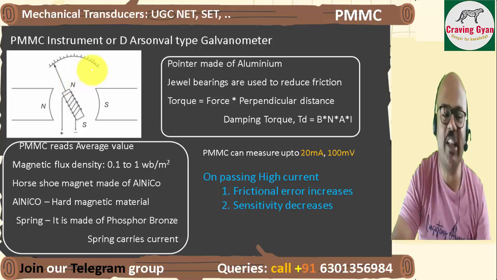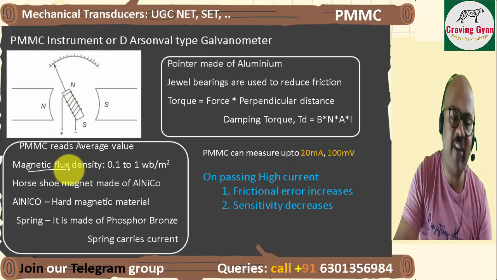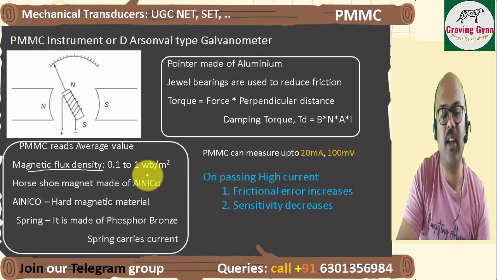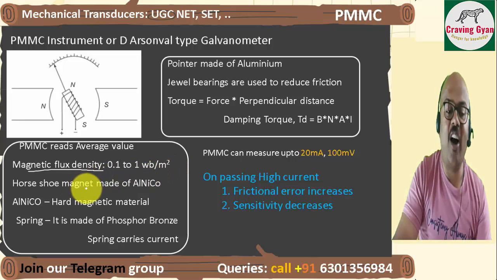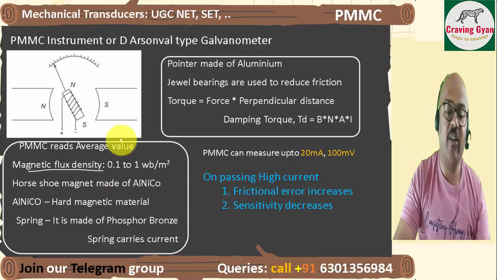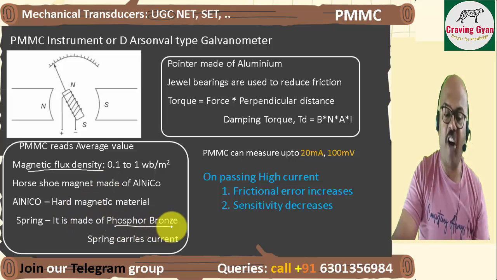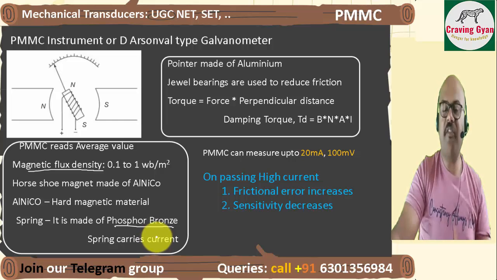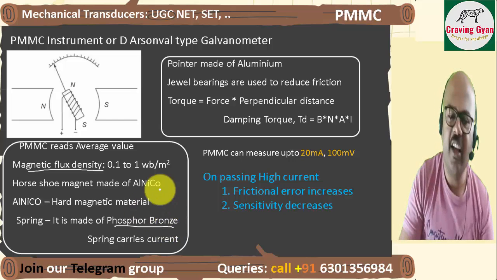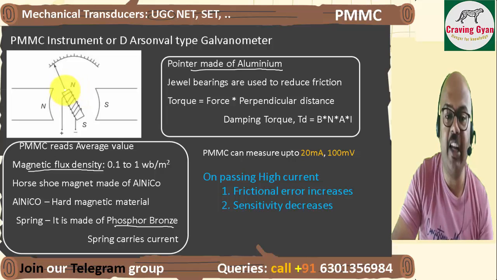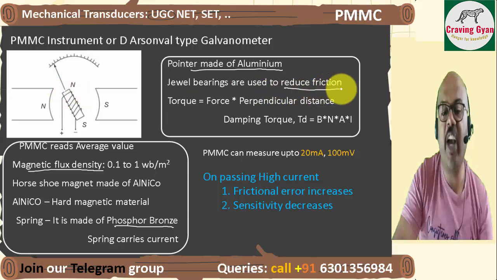Now what sort of question will they be asking? What is the magnetic flux density being produced? 0.121 Weber per meter square. Now what is the horseshoe magnet made up of? Alnico: aluminum, nickel, cobalt. The spring is made up of phosphor bronze. Here the spring is going to carry the current, but in the case of MI, there is no spring that carries current. The pointer is made up of aluminum. Jewel bearings are used to reduce the friction.